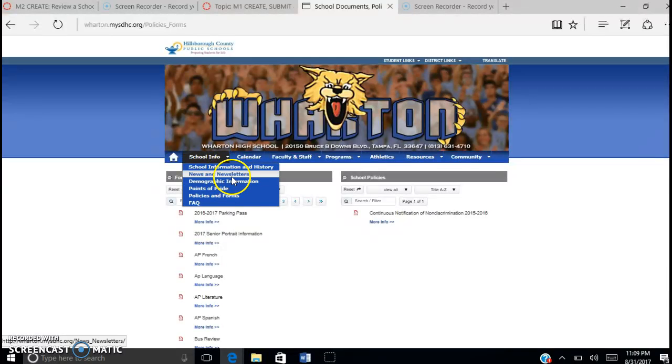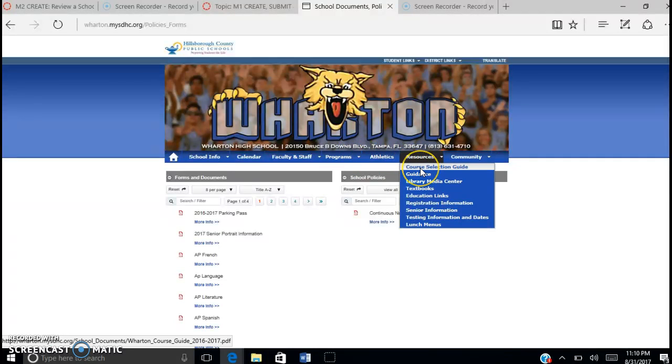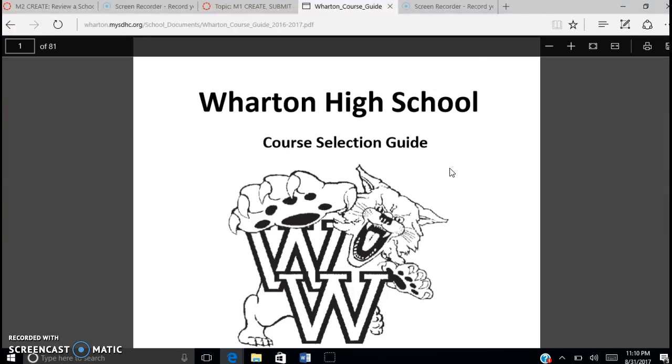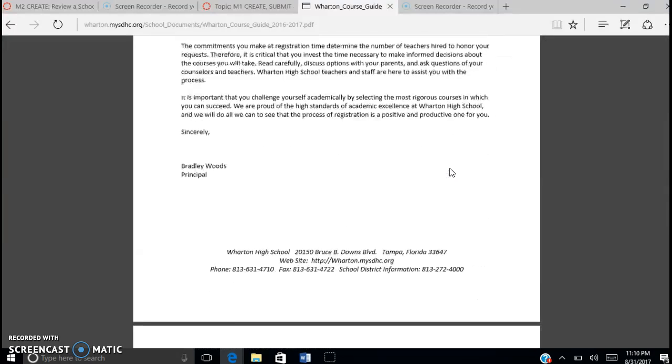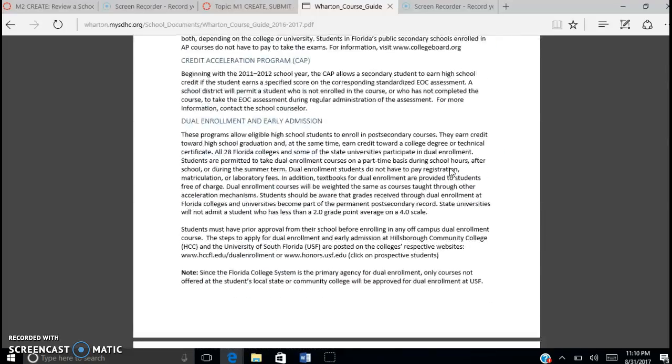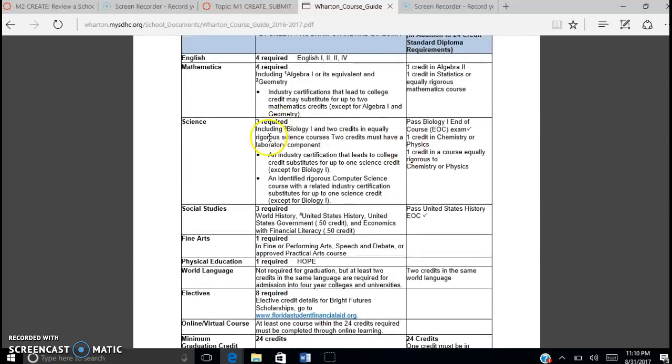I don't remember where I found this, but there is actually a section here that tells you about what you need to graduate. Like in the sciences, for instance, I think it's the course selection guide. Yes. So in the sciences, you need three different sciences and one of them must be a biology. Here we go. So one of them must be biology one and two others such as physics, chemistry, or I think physical science or anatomy. And also you have to pass the EOC exam in order to fulfill that requirement for graduation.